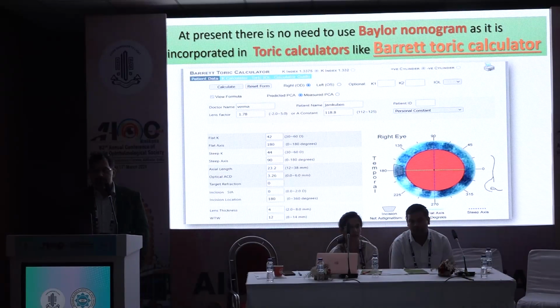At present, there is no need to use the Baylor nomogram, because in toric calculators like the Barrett toric calculator, the Barrett nomogram is incorporated, so for with the rule and against the rule, it is possible to find the IOL power. But you would find the IOL power by Baylor nomogram in oblique astigmatism, where a lot of mathematical formulas have to be used. So there is no need to go for this. You just go to the Barrett toric calculator. The Baylor nomogram is incorporated in it.